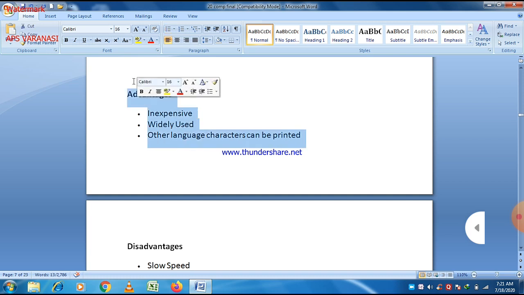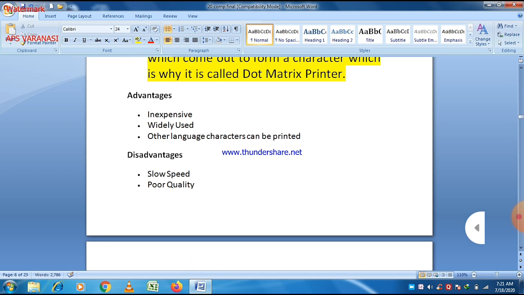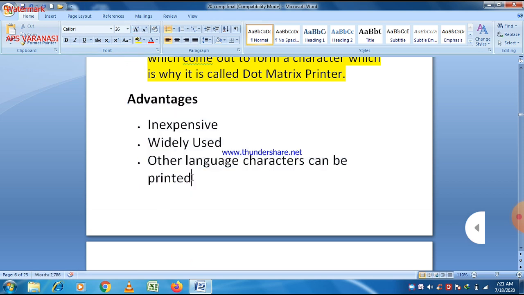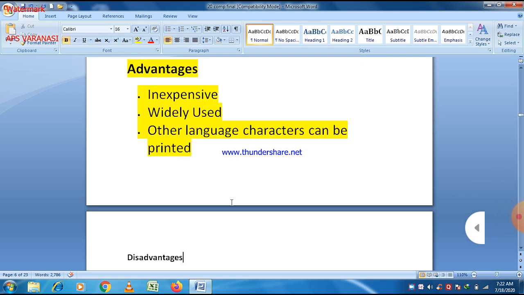Now, advantages of dot matrix printers. First of all, they are inexpensive, they are widely used, and other language characters can be printed. So these are the three main advantages of dot matrix printers.